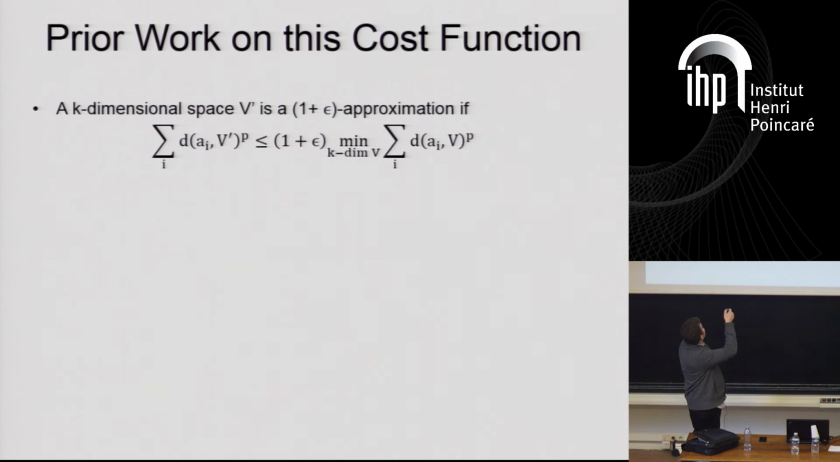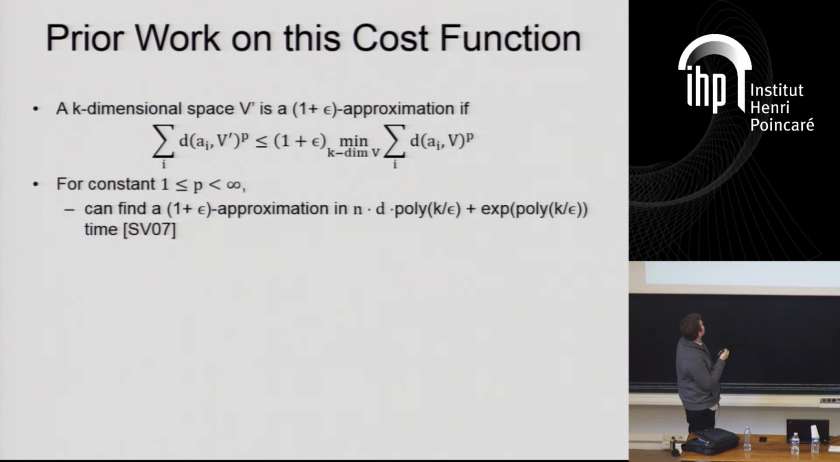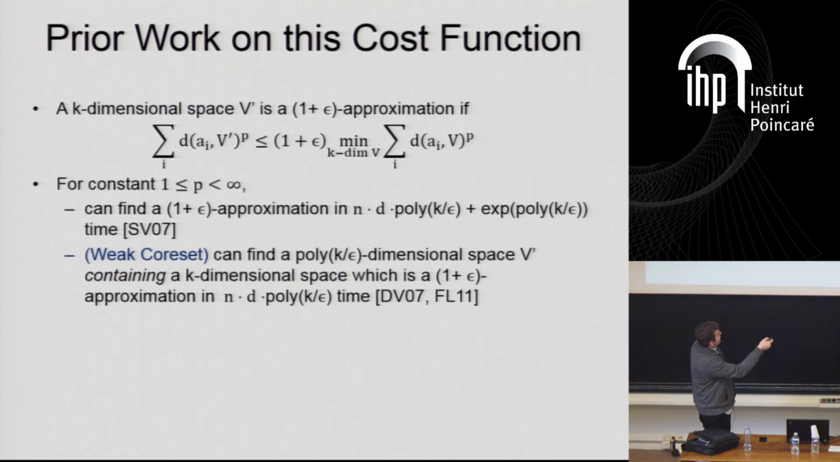So let me just formally define the notion of approximation. A k-dimensional space V prime is a 1 plus epsilon approximation if the sum of pth powers of distances to V prime is at most 1 plus epsilon times the sum of pth powers of distances to the best rank k-dimensional space. Okay, the same relative error kind of guarantee. And what was known is for any p, you can find a 1 plus epsilon approximation in n times d times poly k over epsilon plus a sort of hideous exponential in poly k over epsilon term, which I'll discuss more in a second.